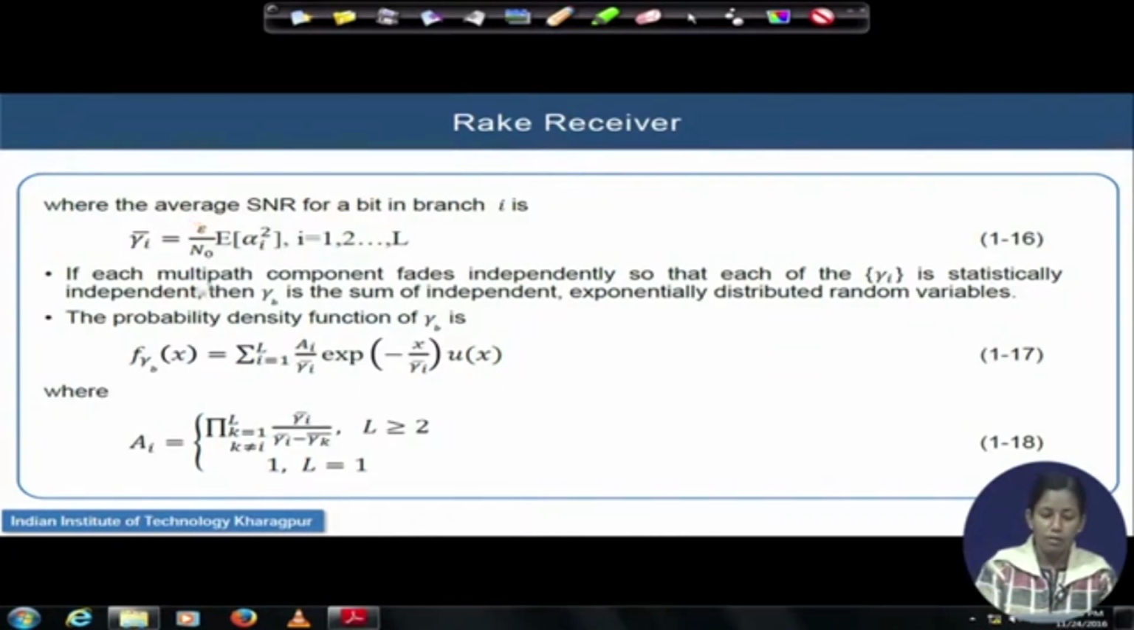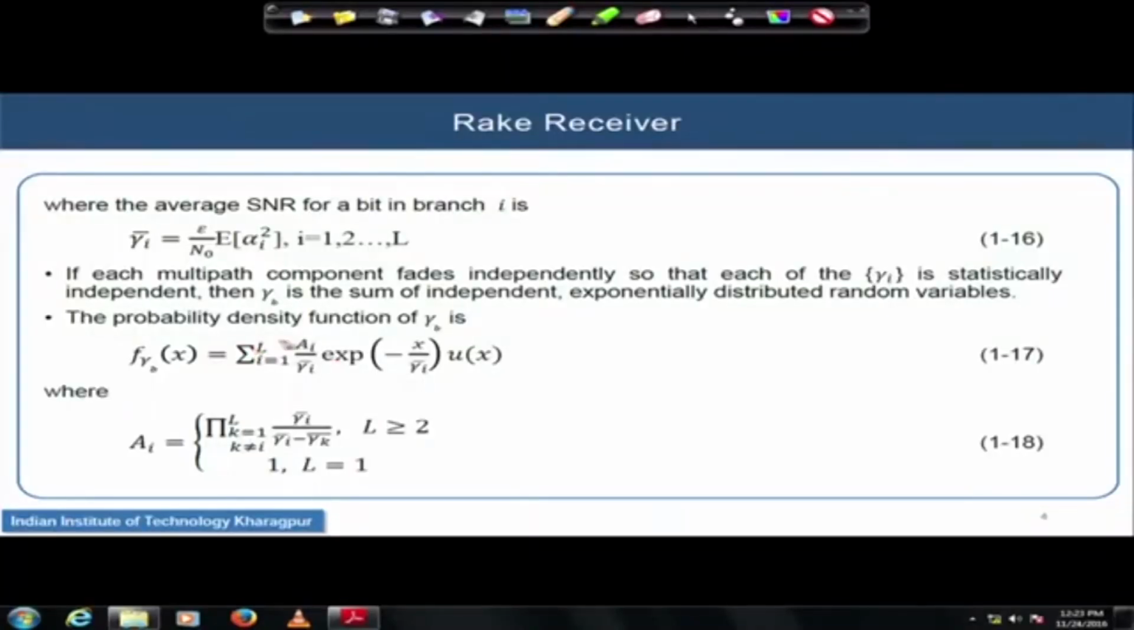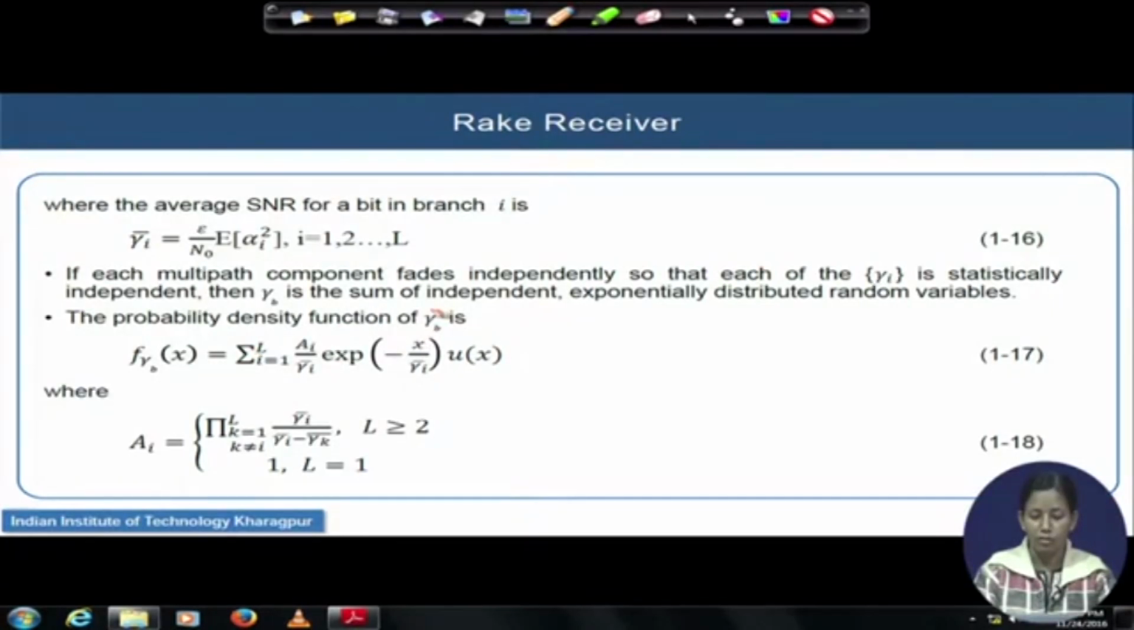And remember, each of these multipaths also fades independently, so that this gamma I is statistically independent. And if this is true, that the gamma I is statistically independent from each other in each and every path, then gamma b can be expressed as a sum of all these independent and exponentially distributed random variables. So, in such a situation, the probability density function of gamma b will be given by this, where this factor A I will be given by another expression written in 1.18.